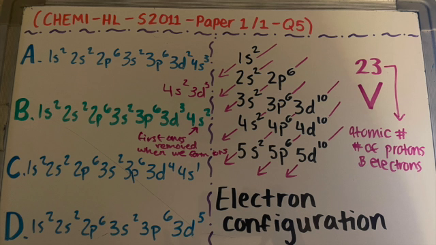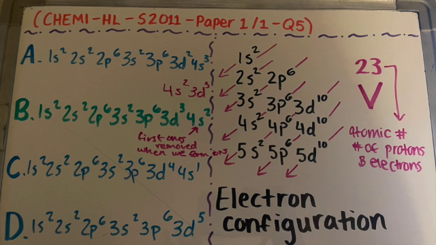I know that 1s comes first, so the first thing I did was 1s2, then 2s2, then 2p6, then 3s2, then 3p6, then 4s2, then 3d3.